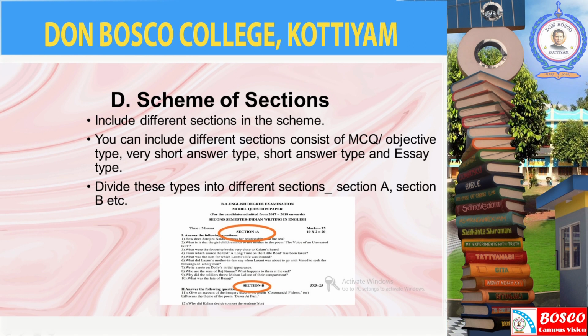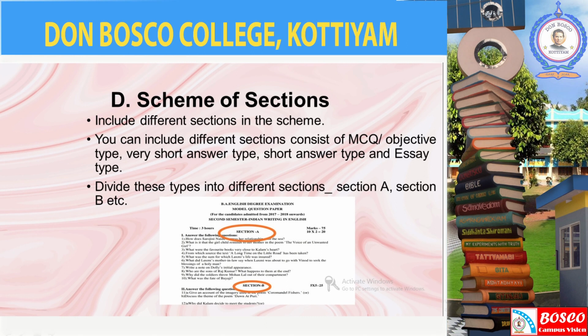When you analyze this question paper, you can see different sections. These sections are arranged on the basis of types of questions. Section A usually carries objective type questions. Section B usually very short answer type. Section C short answer type, and the last section is usually essay type questions.